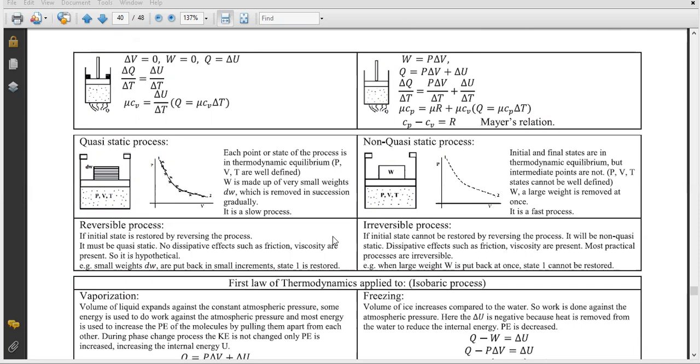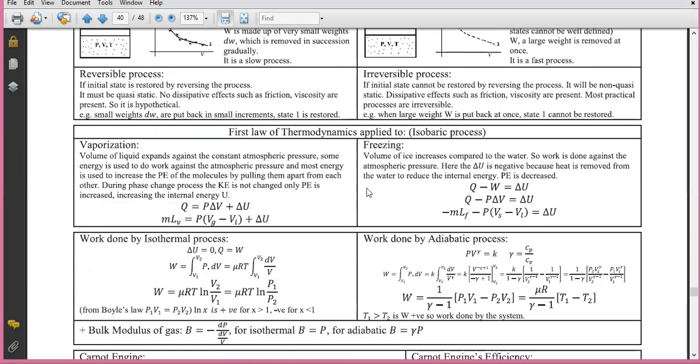Reversible, irreversible, we talked about it, right? We talked about some applications of isobaric process such as vaporization and freezing. So you see the atmospheric pressure is constant pressure. So that means when you are boiling, the water molecules are trying to expand against the outside pressure, atmospheric pressure.